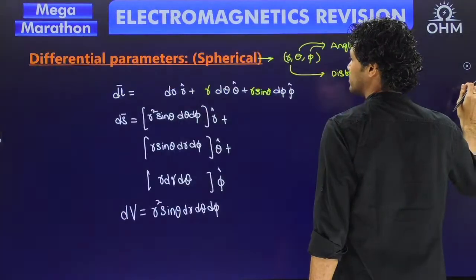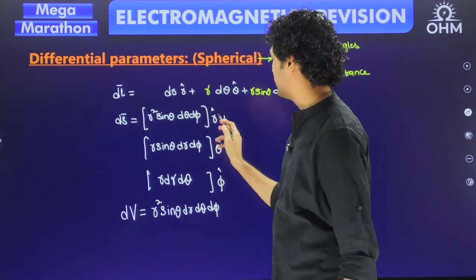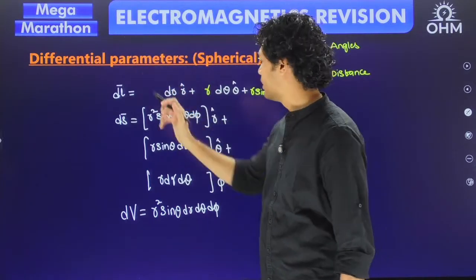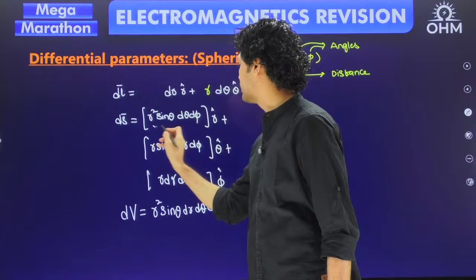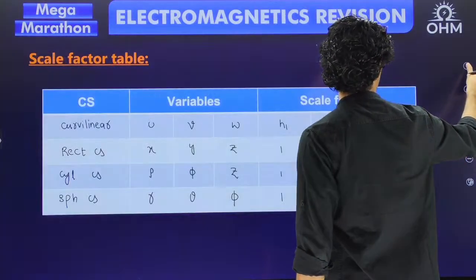When r is constant, in the spherical coordinate system, what is the surface area along the r cap direction, radially away from the surface of the earth? That is nothing but r square sine theta d theta d phi. So that is what you're supposed to take.